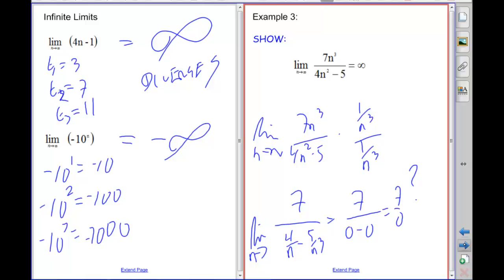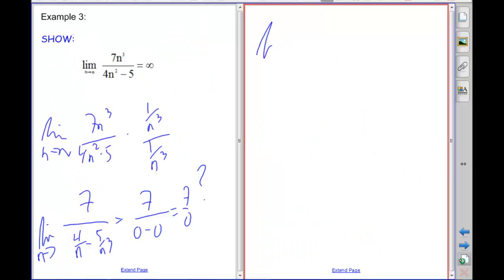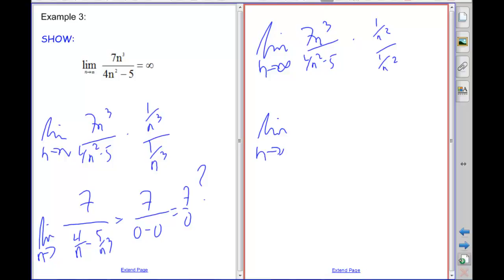Let's try another tack on this. What if we do this? The limit as n goes to infinity of 7n cubed over 4n squared minus 5. Because this was giving us trouble with division by 0, let's multiply by just 1 over n squared. Now you have the limit as n goes to infinity of 7n over 4 minus 5 over n squared. And that'll equal 7n over 4.